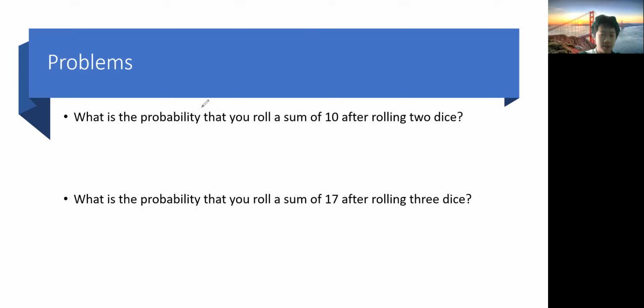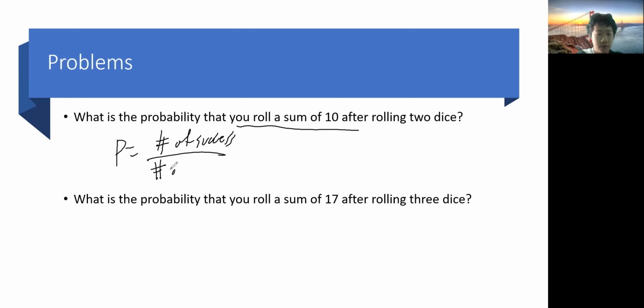So I'll go through these now. The first one: what's the chance that you roll a sum of 10 after rolling 2 dice? Well, to find the probability, we've got to do success over number of total. What are the total combinations of numbers we can roll if we roll 2 dice? Well, I can roll any of the 6 numbers for the first die and any of the 6 numbers for the second die. So I have 6 times 6 here.